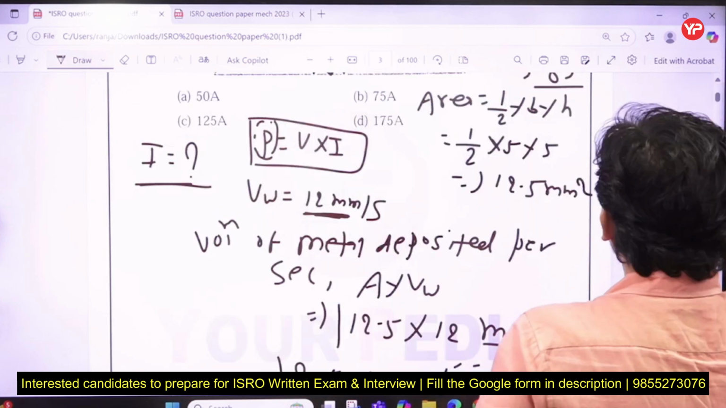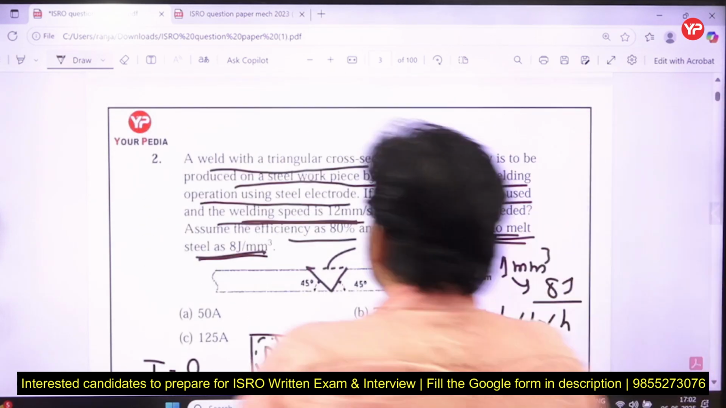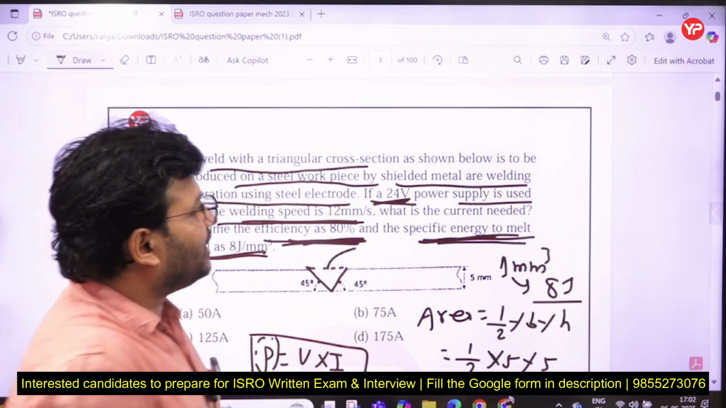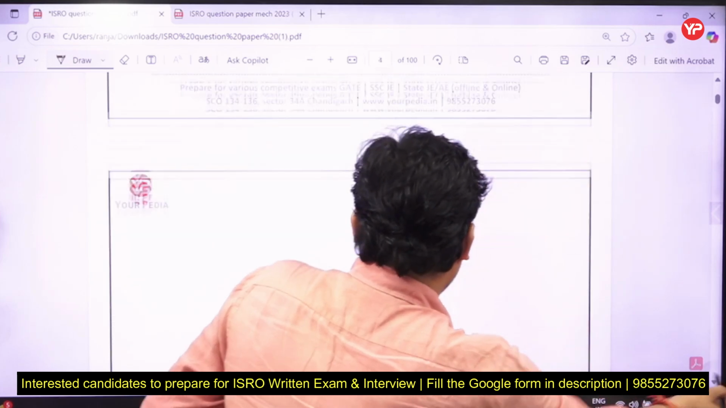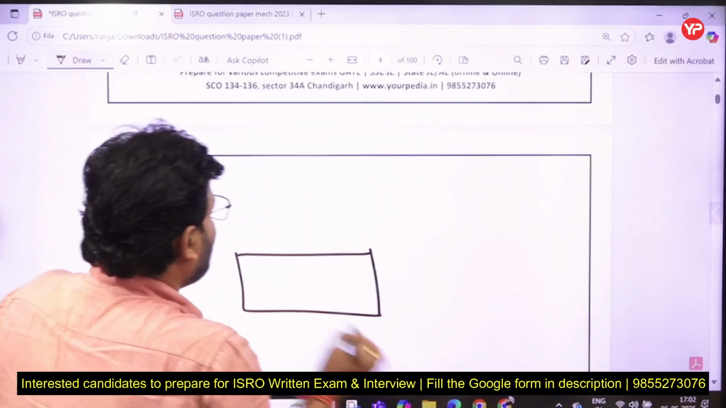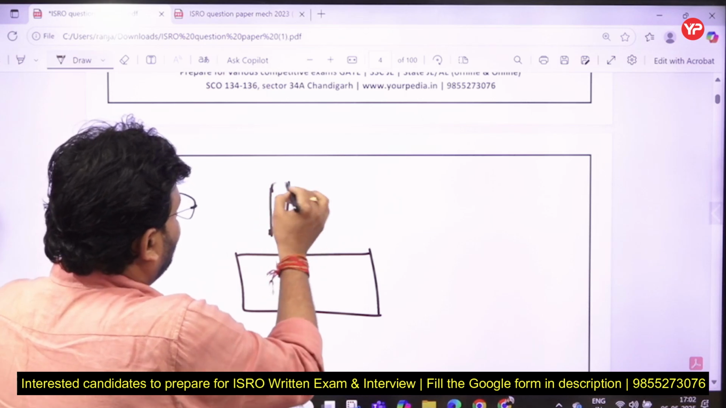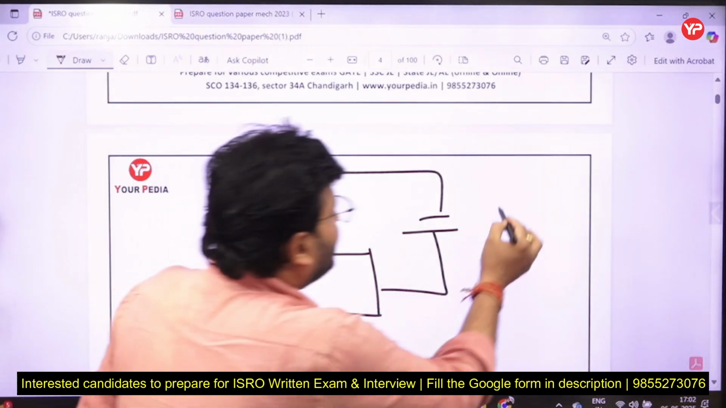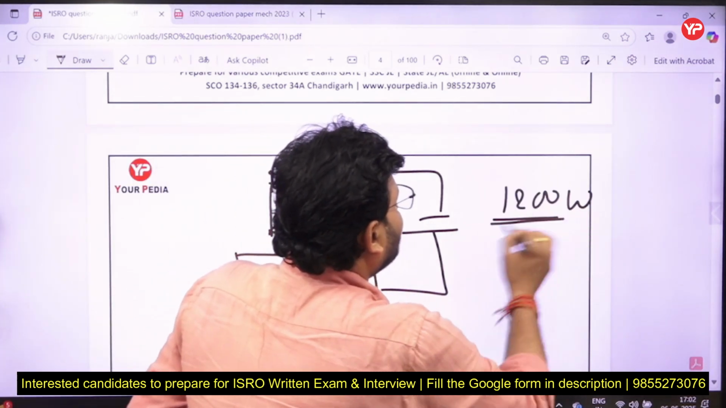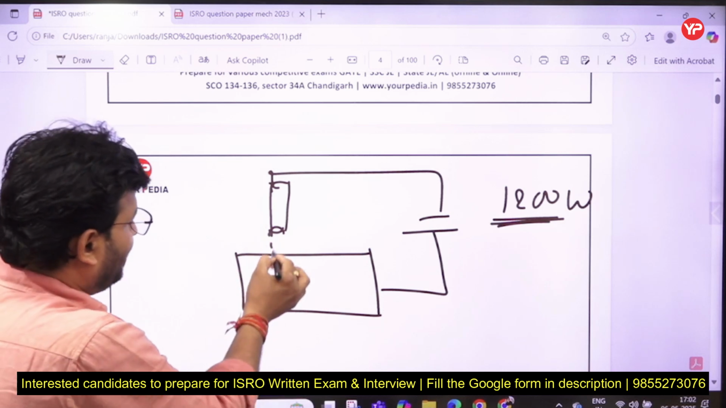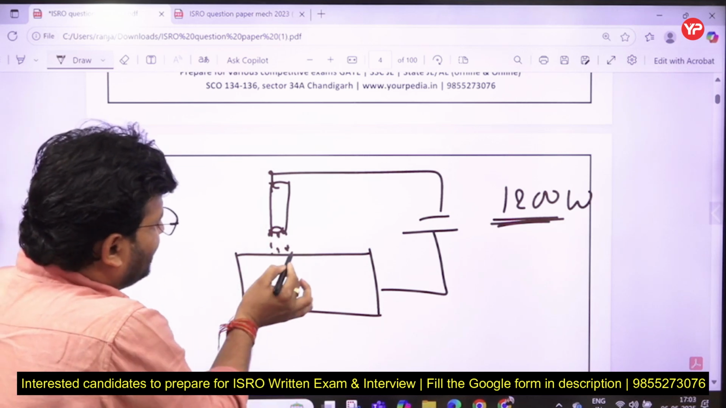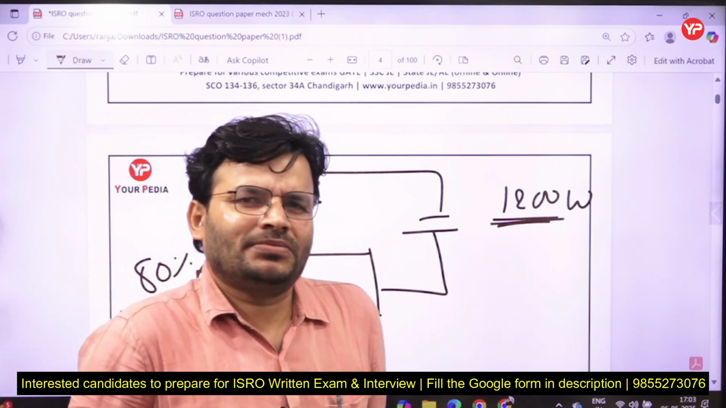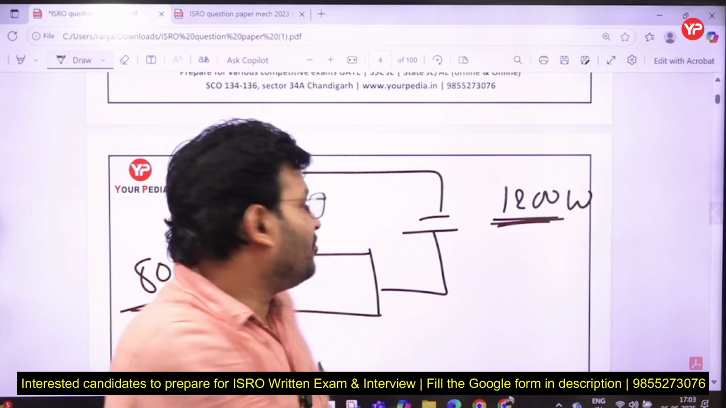Sir, in the question it is mentioned that assume the efficiency is 80%. Means sir, if you talk about shielded metal arc welding, I am coming to you. See my dear friends, this is one of the objects, and that is your electrode, and your electrode is connected with some terminal like that. So actually the energy required is how much? 1200 watt of energy is required. That is coming from that one. But the efficiency is given here, how much percent? 80%. Means whatever energy is coming, only 80% is going to be utilized for the heating purpose.